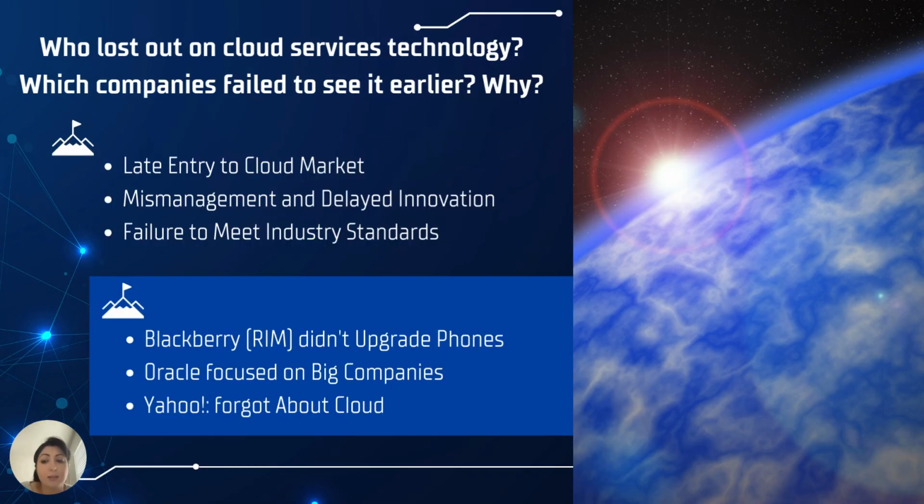In the next slide, I want to talk about companies that lost out on cloud services and companies that failed to see it earlier. For a company that lost out on cloud services, I want to introduce IBM. Actually, IBM entered the cloud market late, so they missed key opportunities, while other competitors like Amazon Web Services, or AWS, and Microsoft had solidified their positions as the leaders in cloud services. And their mismanagement and delayed innovation hindered competitiveness.